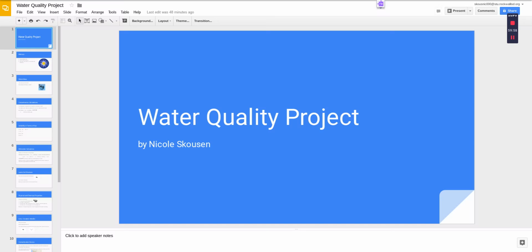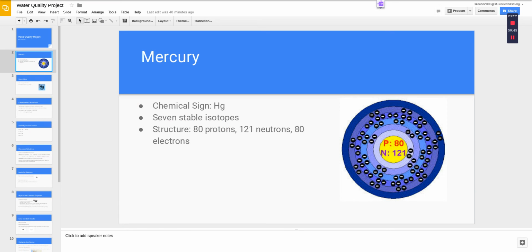My name is Nicole Skousen, and this is my water quality project for chemistry. For this project, we were assigned a certain element or compound, and we were supposed to analyze how the chemical affects our water supply. The chemical I was assigned was mercury.